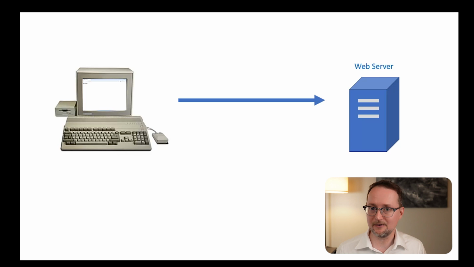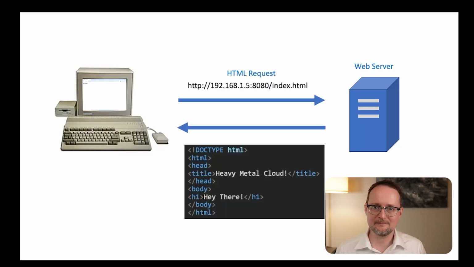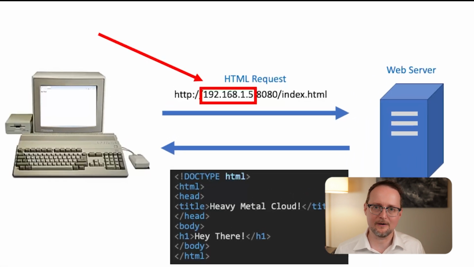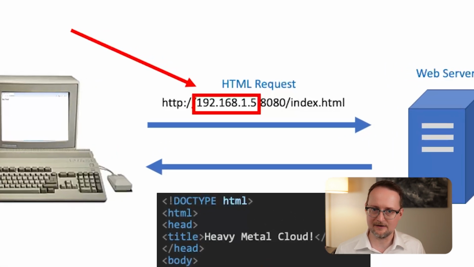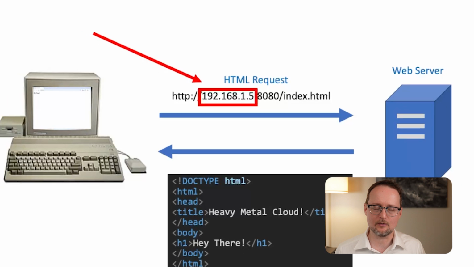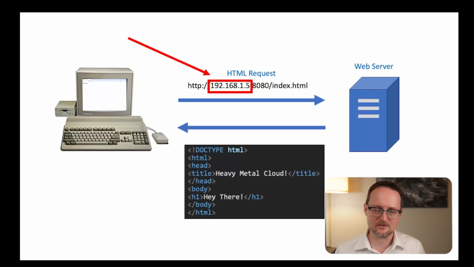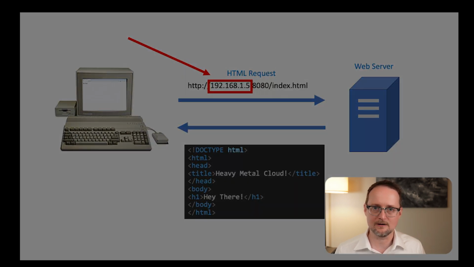Okay, let's say you're on your computer at home and you want to bring up a web page. A request is made, and an HTML response is returned. Today I'm going to focus on the part of the URL called the IP address. And to keep things really simple, I'll only be talking about IP version 4 or IPv4.